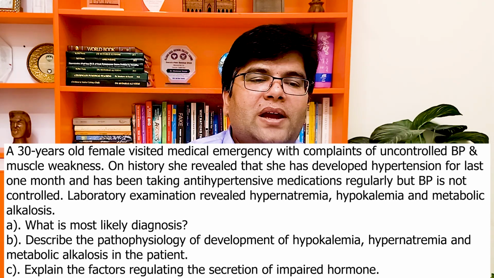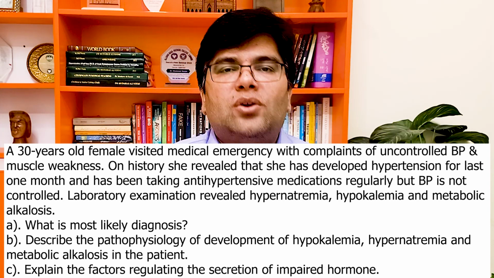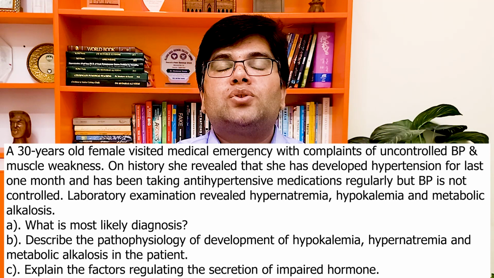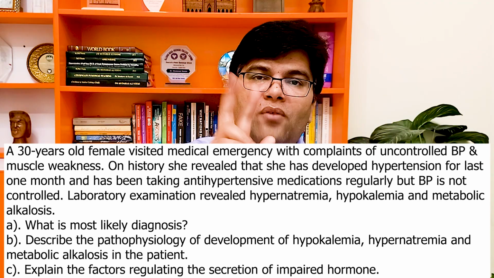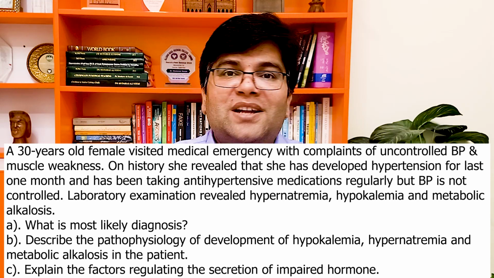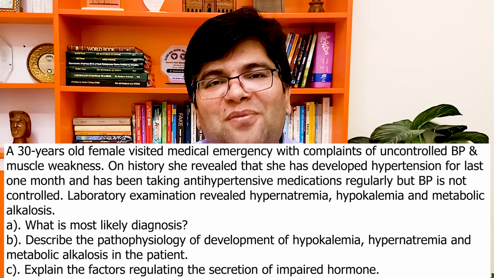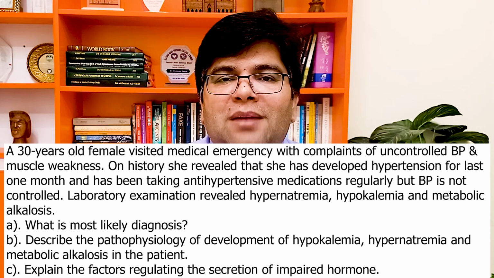Next question is, what are the factors that regulate secretion of this hormone? Because in this case there is increase in aldosterone secretion. Aldosterone is produced from the zona glomerulosa, the outermost zone of the adrenal cortex. Two important factors regulate the secretion of aldosterone, and these factors are not coming from anterior pituitary. These are angiotensin 2 and potassium ion.